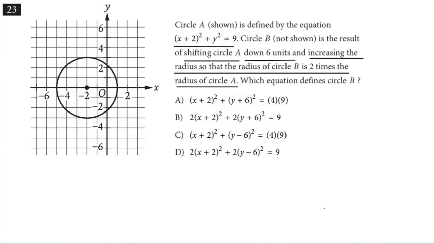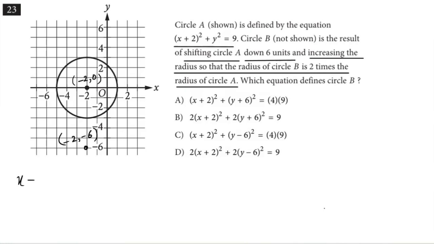Which equation defines circle B? So A, B, C, D, each of them is some circle. So first we take the center of this circle, which is negative 2 and 0, and translate it 6 units downward. So the new center is going to be minus 2 and minus 6.